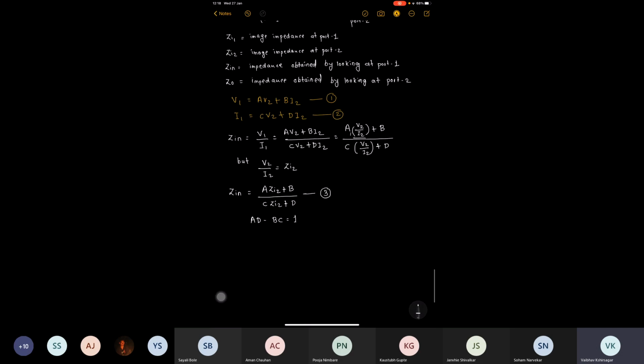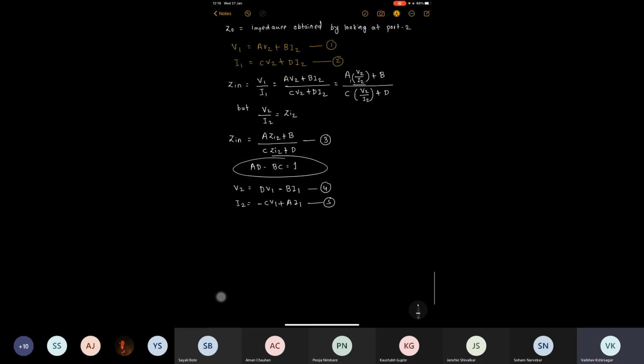Based on this, similarly, we can write down the equations of voltage and current at port number 2, which are expressed in terms of voltage and current at port number 1. On a similar basis, we can write V2. By taking into account the property of reciprocity, V2 is equal to DV1 minus BI1, in terms of voltage and current at port number 1. Let us call this equation number 4. And similarly, I2 is given by minus CV1 plus AI1. Let's call this equation number 5.